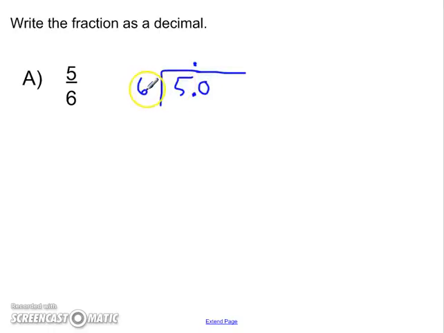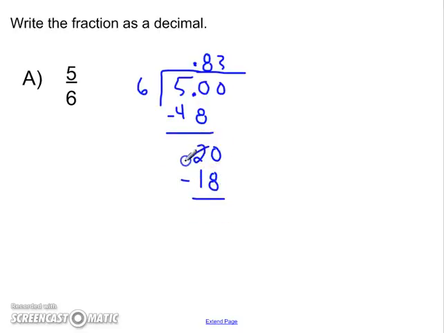So 6 into 50. Well, how many times does 6 go into 50? Well, 8 times. Okay, 6 times 8 is 48. And subtract. Now, if you want to borrow this, you can, but I hope you know 50 minus 48 is 2. Add a 0, drop a 0. 6 into 20 is 3 times. 3 times 6 is 18. And again, if you want to borrow this one, you can, but 20 minus 18 is 2.